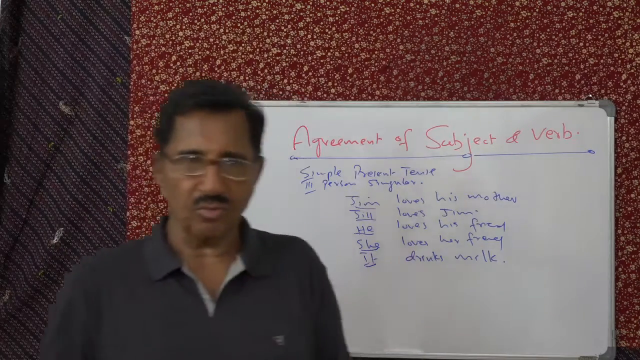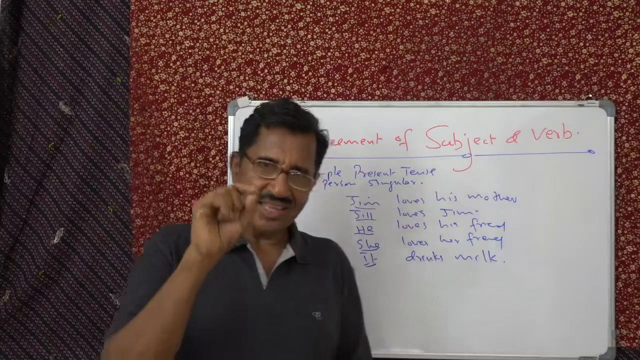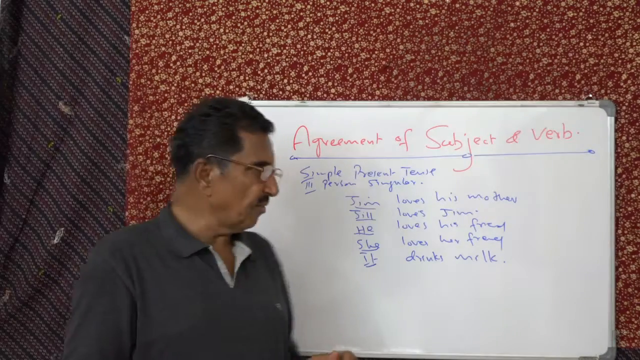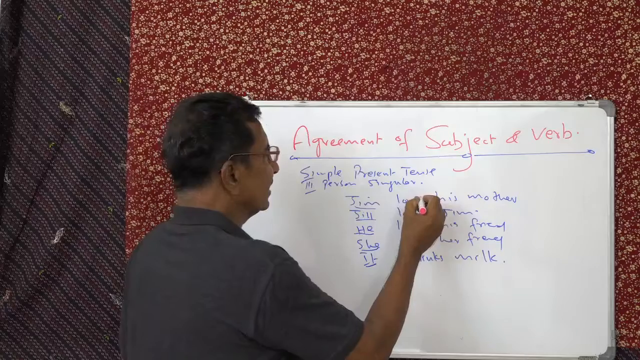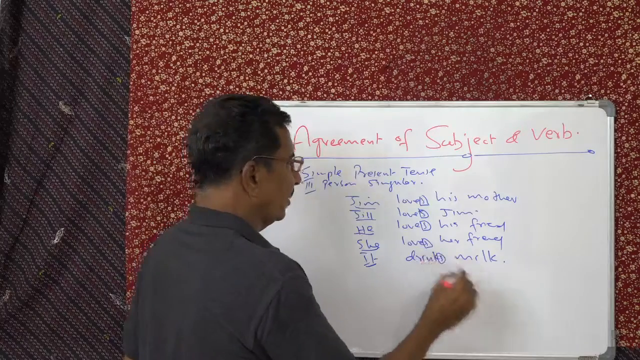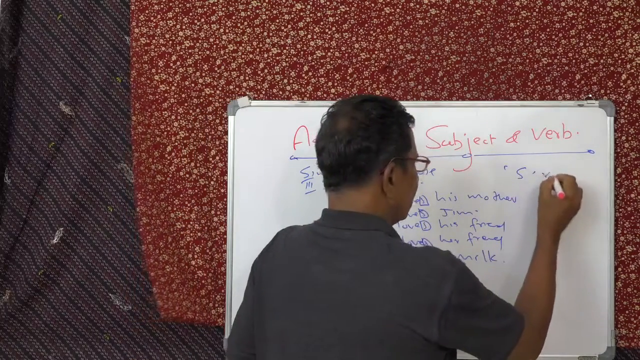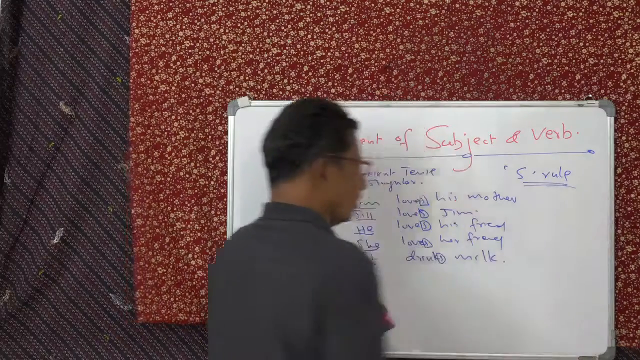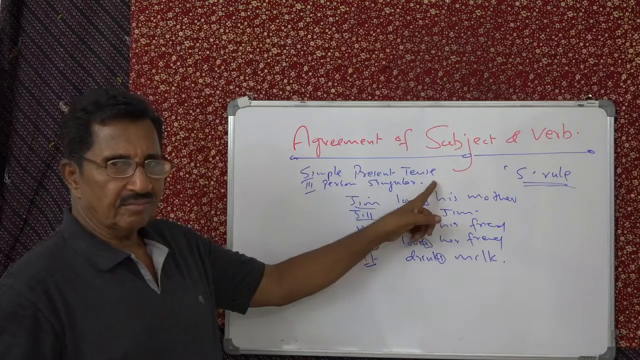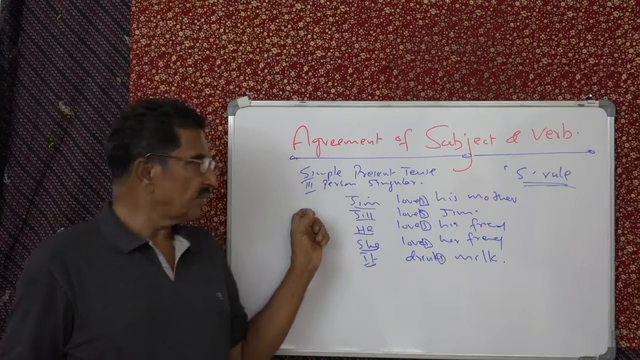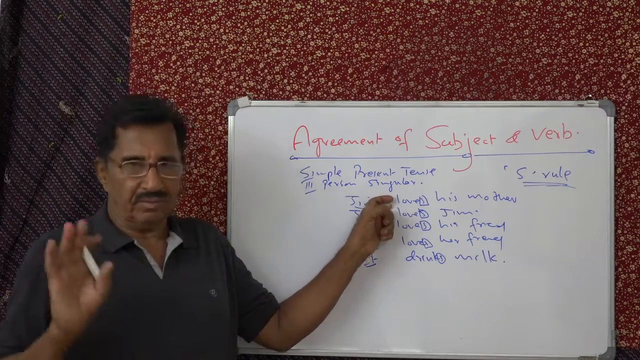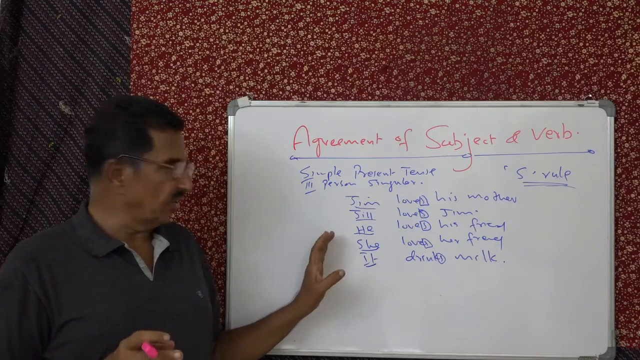So this is a golden rule. What is that golden rule? If the subject is third person singular in the simple present tense, the verb takes S at the end. See this? S. This is the famous S rule. Understand? You call this S rule. The conditions: it should be simple present tense. Secondly, the subject should be third person singular, either a noun or a pronoun.